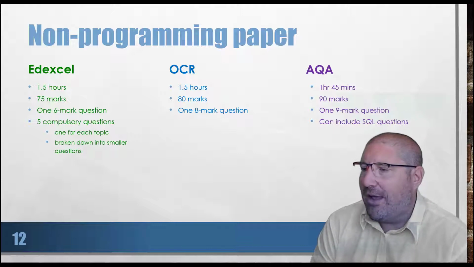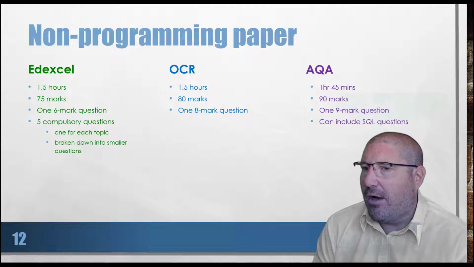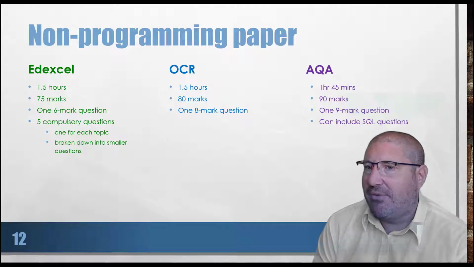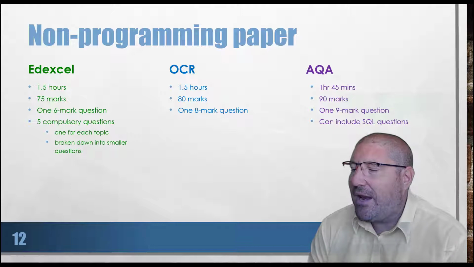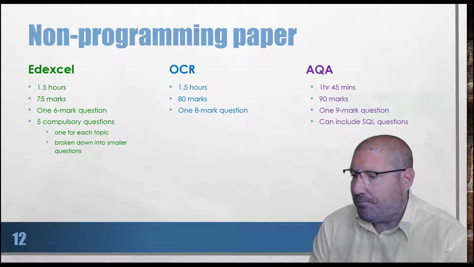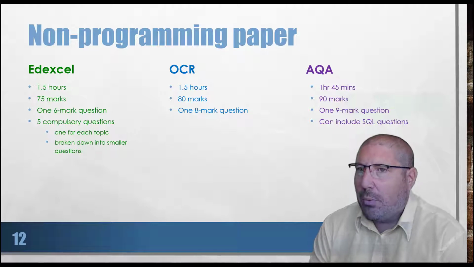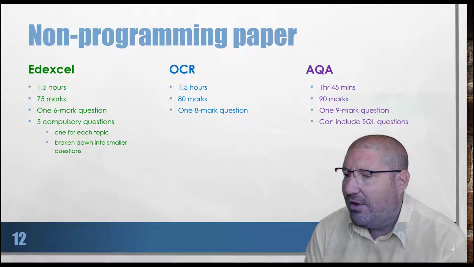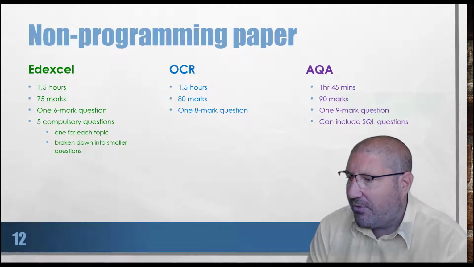But if we actually have a look at it, Edexcel's is 6 marks, so that's less than 10% of the exam paper. OCR's is 8 marks, that's 10% of the exam paper. AQA's is 9 marks, that's 10% of the exam paper. So it shouldn't be anything to be completely scared of, because it is only one question. But it is one single question that does attract a lot of marks, and if it's a topic students are struggling with, it can cause some problems.